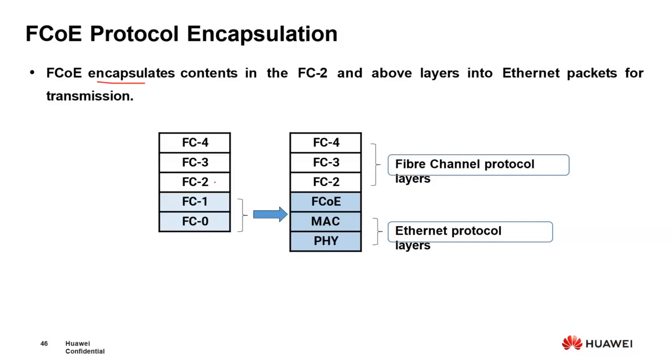In FC2 here, that's where the encapsulation happens, and above layers into Ethernet packets for transmission. So from FC2 upward, you can have encapsulation. Otherwise, FC0 and FC1, there isn't any encapsulation. This transmits into the Ethernet protocol layer. The Ethernet protocol section of the FCoE protocol encapsulation helps us to combine the functions of FC SAN and IP SAN together so that they can work in harmony and coexist together as we want.